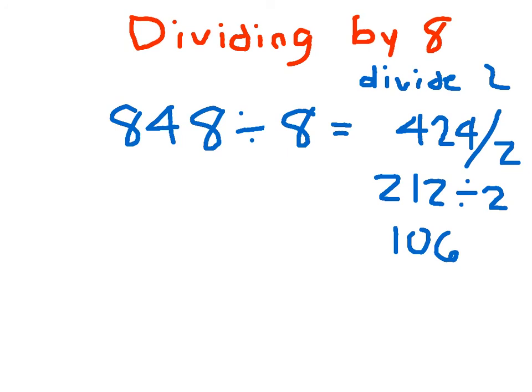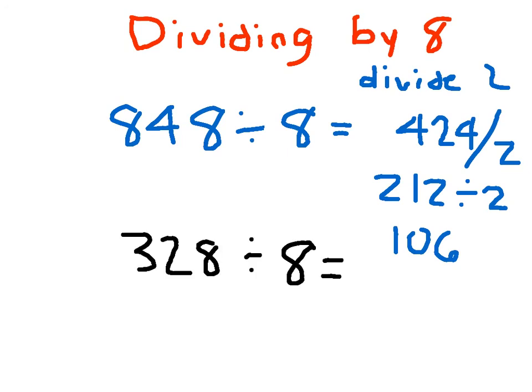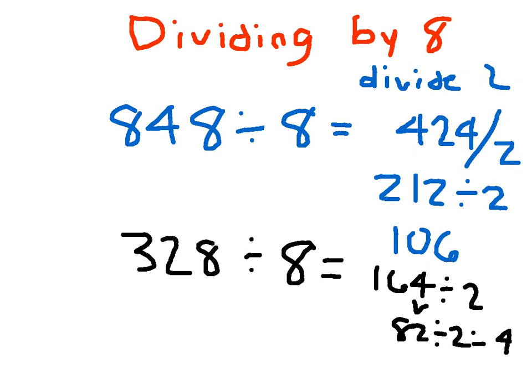Here's another problem. We have 328 divided by 8. So again, we'll take half of 328, which is 164. Half of 164, which is 82. And we'll take half of that again. We get 41. And so our answer is 41. 328 divided by 8 is 41.